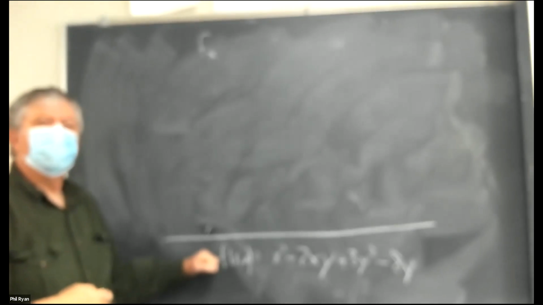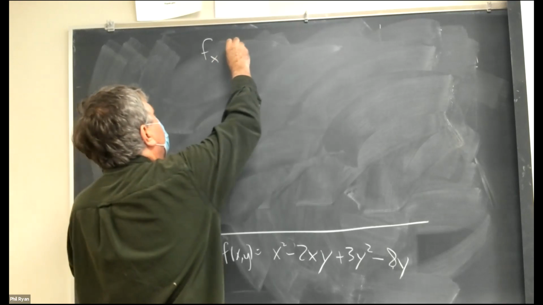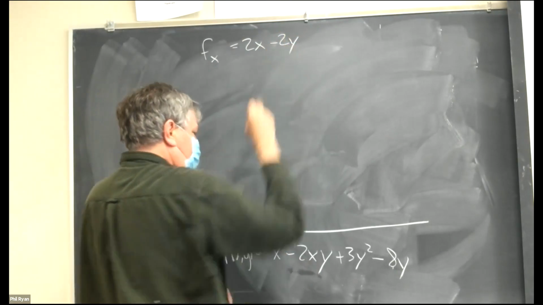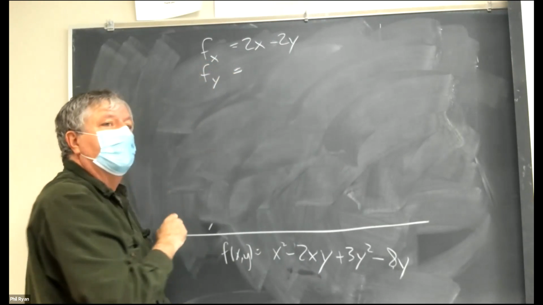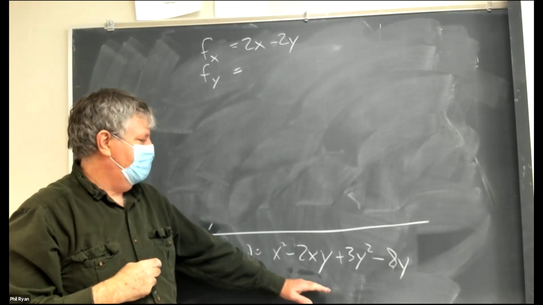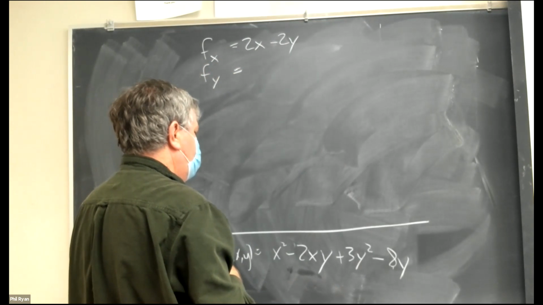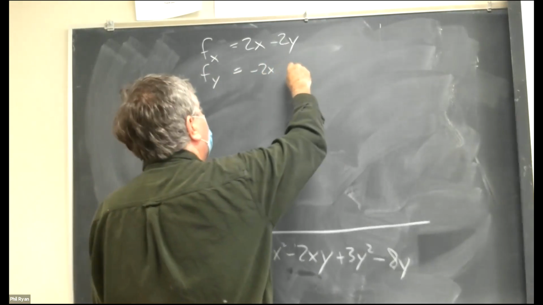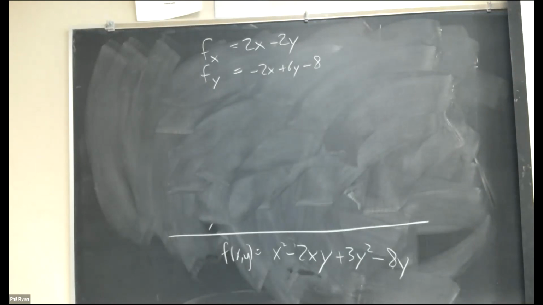Elijah, what's the partial derivative of this with respect to x? Yep. Minus 2y, exactly right. No other x's there. Great. Hannah, what's the partial derivative with respect to y? Minus 2x plus 6y. Exactly right. Okay.